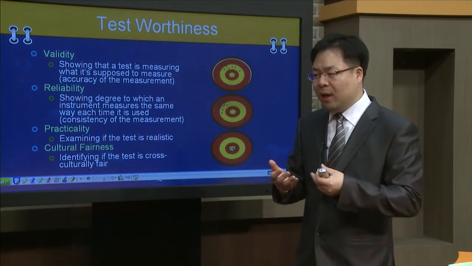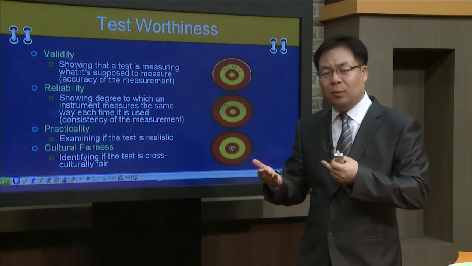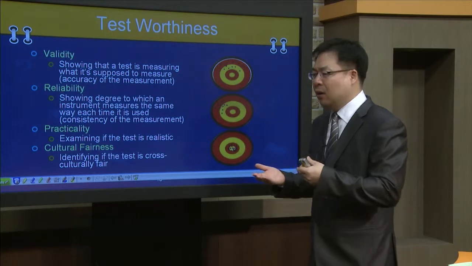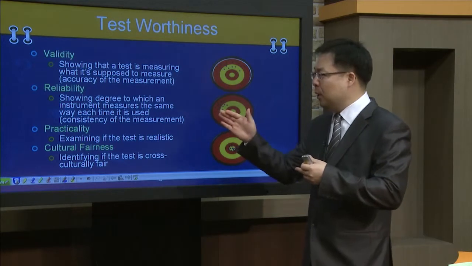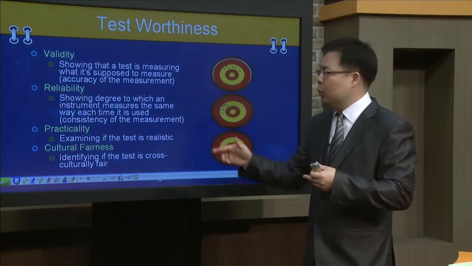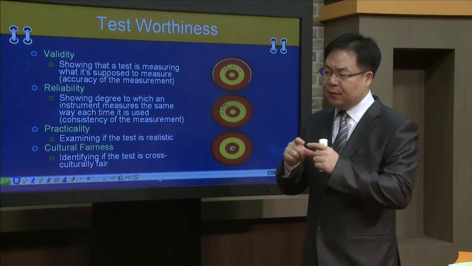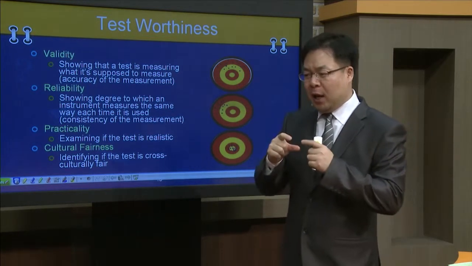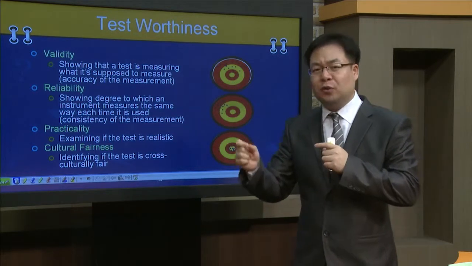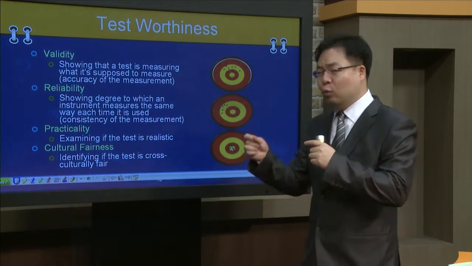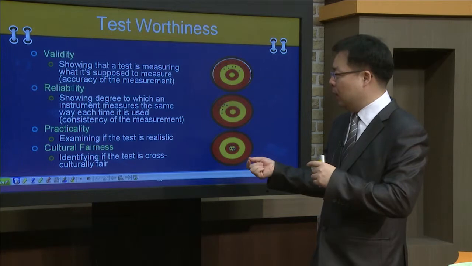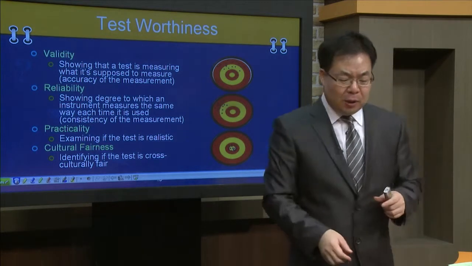However, if we get a very different test score from the second testing, it shows the reliability is very low. So reliability is about consistency. If a test is really good, it has to show consistent scores by repetition of testing. Let's take a look at this picture here.